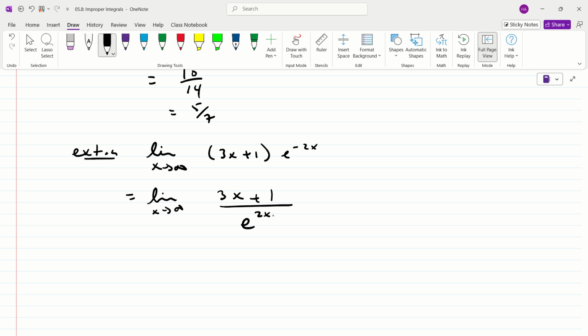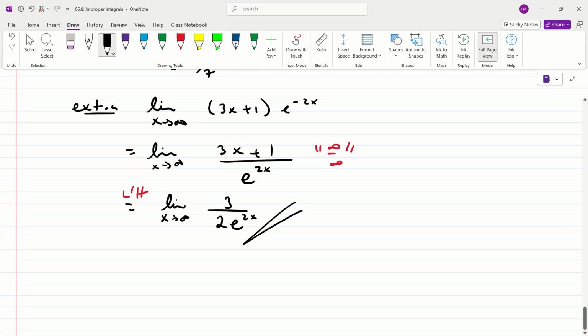Aha. So if you plug in large positive numbers to the top, that 3x plus 1 is going to go to infinity. If you plug in large positive numbers to the bottom, that e to the 2x will also go to infinity. You have an infinity over infinity indeterminate form, which is a candidate for L'Hopital's rule now. So then this converts into the limit as x goes to infinity of the derivative of 3x plus 1, which is simply 3. The derivative of e to the 2x is e to the 2x with a 2 in the front.